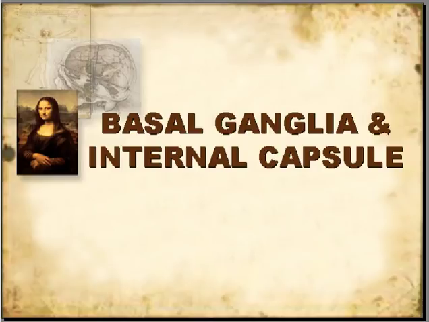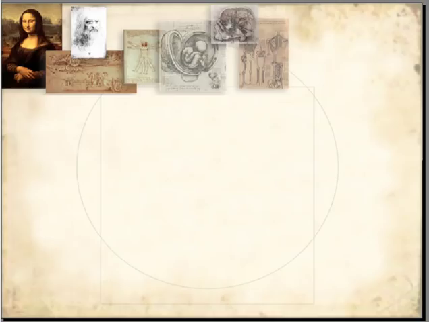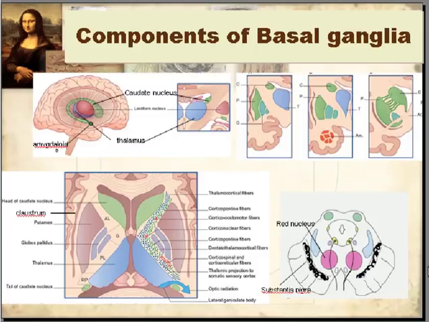This presentation is on basal ganglia and the internal capsule. And let's look at what the components of the basal ganglia are. Now, the basal ganglia consists of masses of gray matter which are present in the cerebral cortex, and there are other masses present in the brain stem and other areas of the brain which are related to these masses in the gray matter, but we don't include those in the brain stem as being part of the basal ganglia.